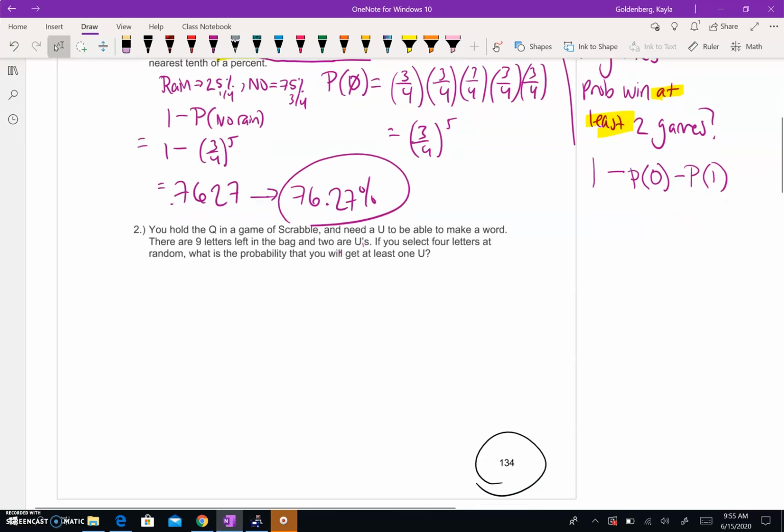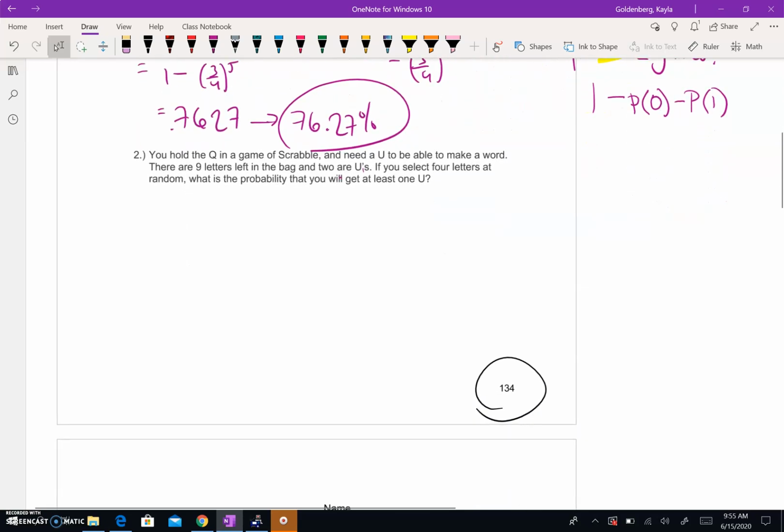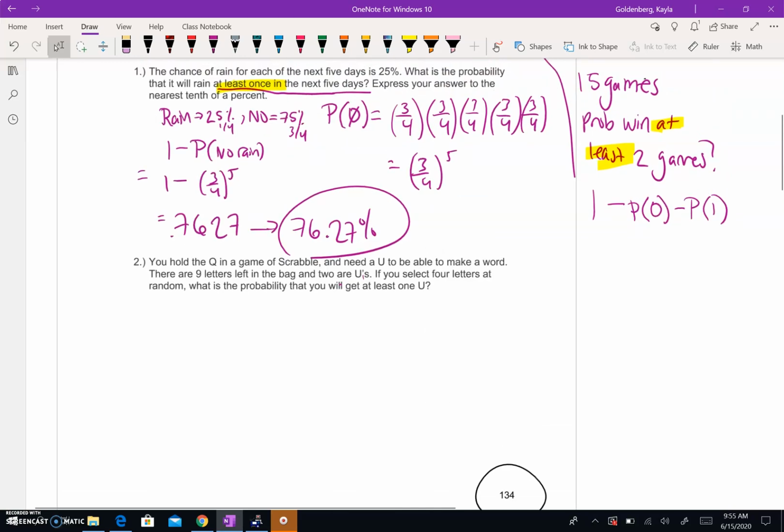Okay, so why don't you try number 2. Go ahead and pause the video and work through number 2, read the problem, make sure you understand what it's looking for. You can look back at number 1 if you get stuck, right? You can unpause the video if you get stuck and you want to hear me walk through the answer, but try and do it on your own as best you can before you unpause.